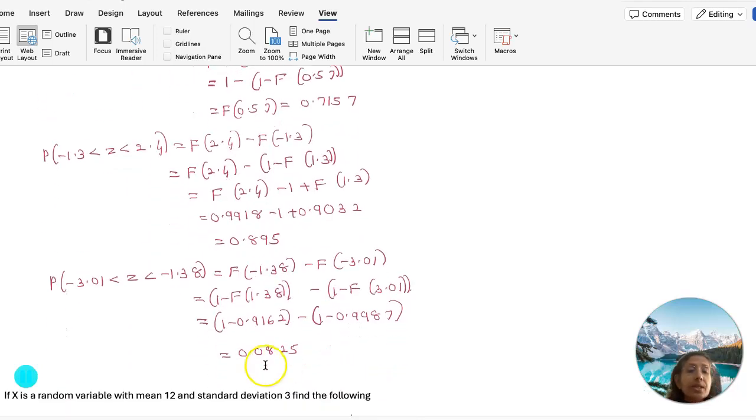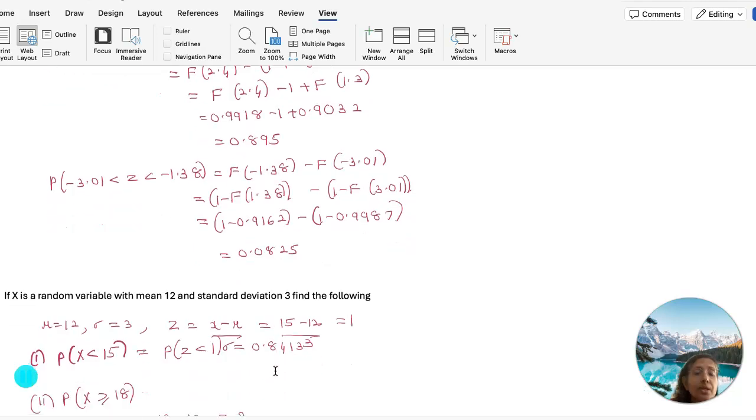The next question is the probability that minus 3.01 less than Z less than minus 1.38. So this would be F(-1.38) minus F(-3.01). That is (1 minus F(1.38)) minus (1 minus F(3.01)). So when you open the bracket and use the normal distribution table, you get (1 minus 0.9162) minus (1 minus 0.9987). That will be 0.0825. These are all problems where X is a standard normal variable.